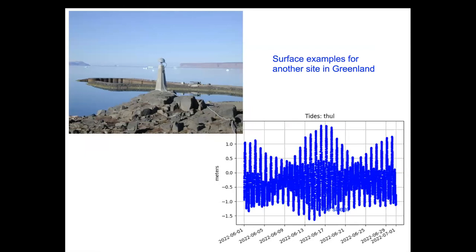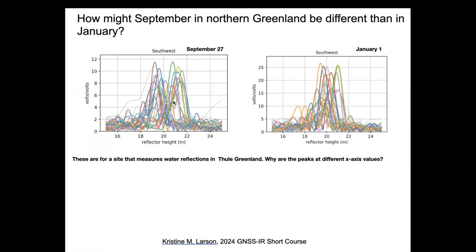You can also get different amplitudes at the same site, right? So this is a site in Greenland that's a great site. It's in Thule Air Force Base or nearby, so you can use it to measure tides. Instead of one nice peak at the same reflector height, which is what you would have for soil, here we're measuring tides. So the periodograms, which are the colors, are at different heights because the water levels change. What I am showing you though is September 27th has different amplitudes than January 1st. Here the peaks are 25, and here the peaks are around 11. Why? Because this is water and this is ice, okay? So you should keep that in mind.